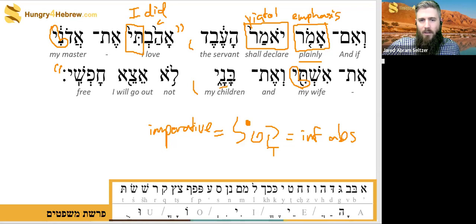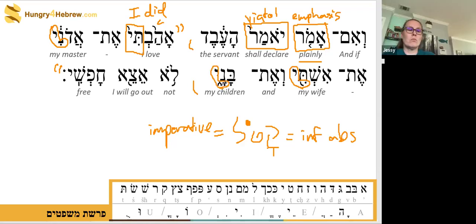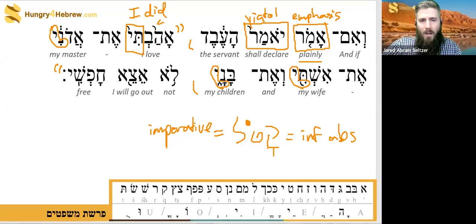Ve'et banai. That's the first person common singular my, but it's tacked onto a plural. So it's not my son, but rather my sons or children. Lo etze, here's our aleph yiktol, yiktol aleph, I will, yatsa, we have a yod missing. I will go out. No, I will not go out. Chofshi, in a free way, or to be free. Because if he leaves, his wife and his children stay with his master.